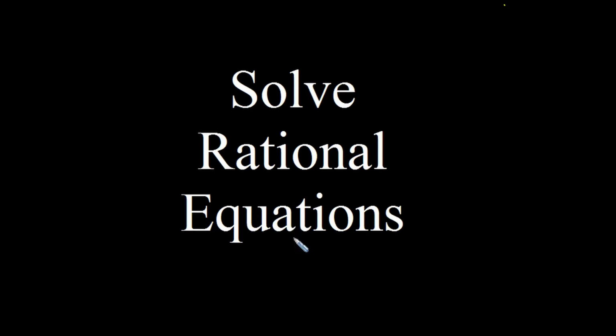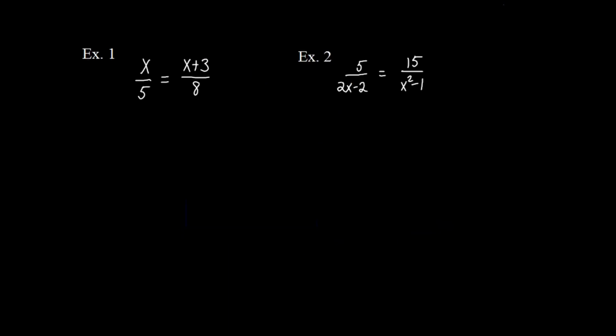Today we're going to be solving rational equations. There are two different methods to solve rational equations. You can condense the ratio on each side of the equal sign into a single ratio, making a proportion, and then cross multiply to solve the equation. The other method is to multiply each term by the common denominator.